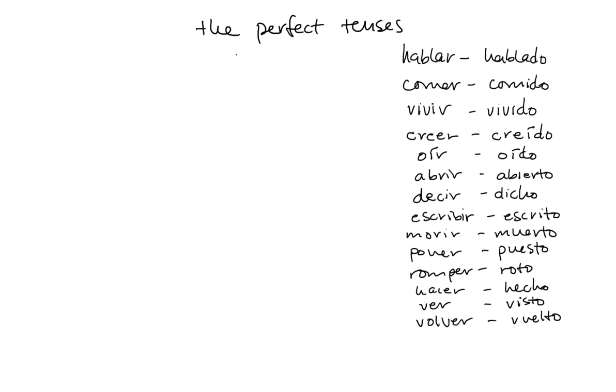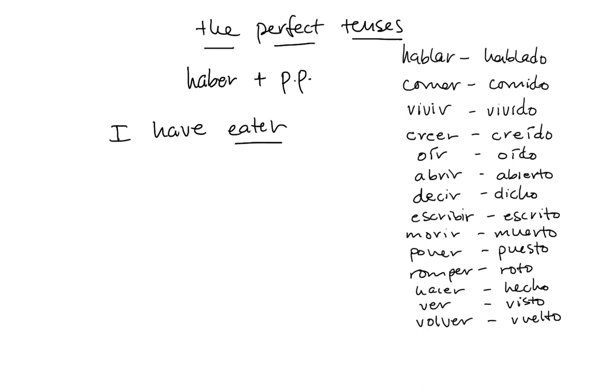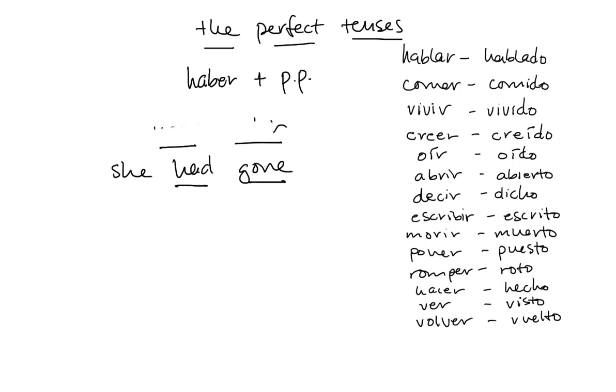Today we will look at the perfect tenses, that is, compound tenses. These tenses are made up of a conjugated form of the auxiliary verb haber plus the past participle, which we'll abbreviate here PP. Okay? In English, this would be something along the lines of I have eaten. Eaten is the past participle, have is the present tense of haber. Or she had gone. Had would be the past tense of haber, gone again the past participle. Okay? So the first thing we need to look at is how to come up with a past participle.